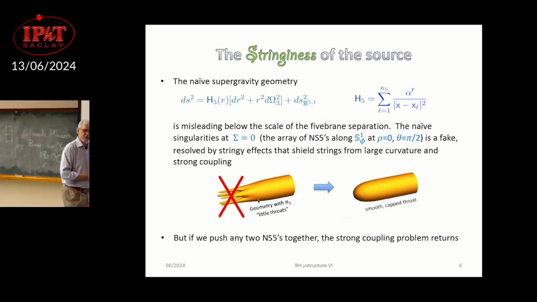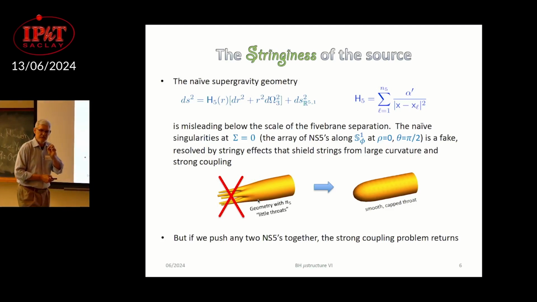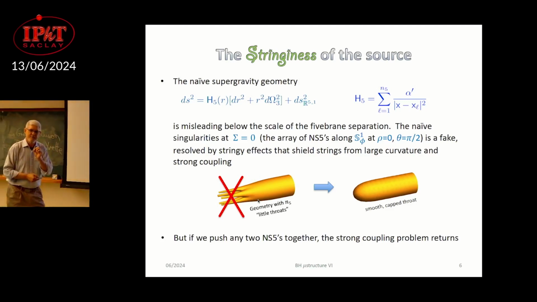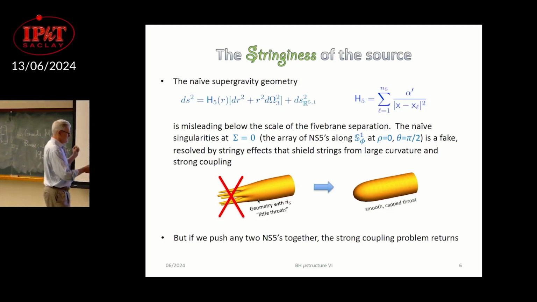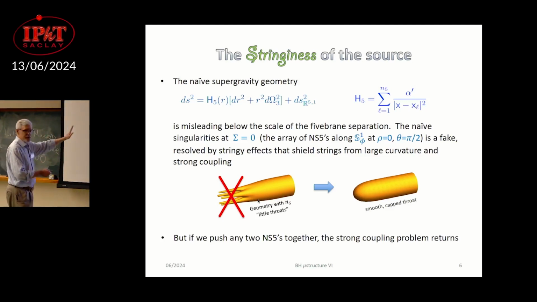But I think to get the picture on the right, you need to take the g_string to zero limit, but at the same time, you also want to shrink the circle of the fivebranes. That's exactly what I'm doing in both cases. But if I just take g_string to zero, but do not shrink the circle, I will get the picture on the left, I think.